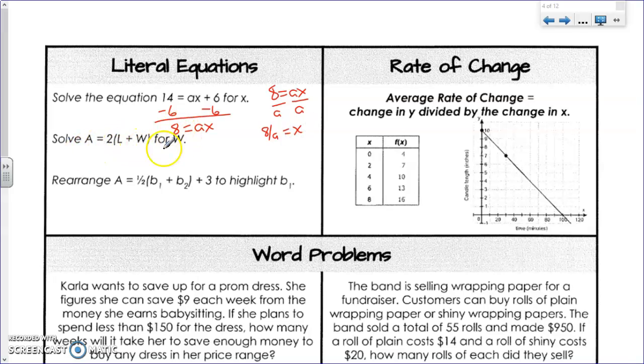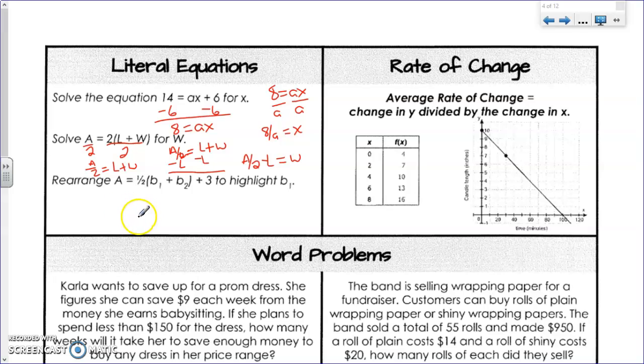Okay, here, solve for w. So I'm going to divide by 2. I get a over 2 equals L plus W. Subtract L. So I get a over 2 minus L equals W. Now you could have distributed, subtracted, and then divided also.